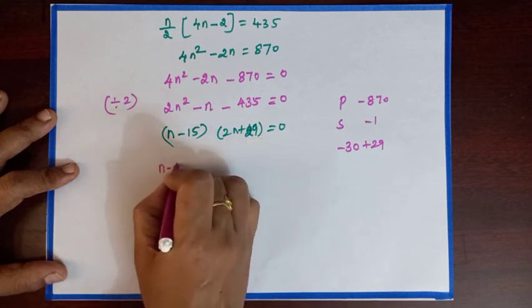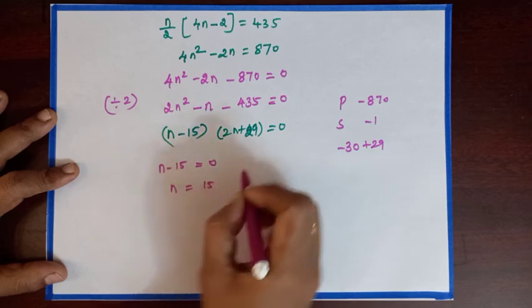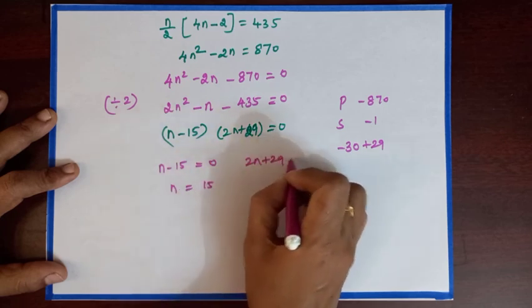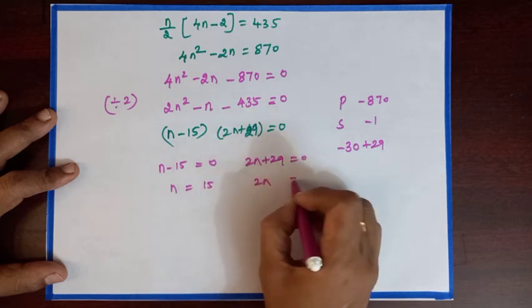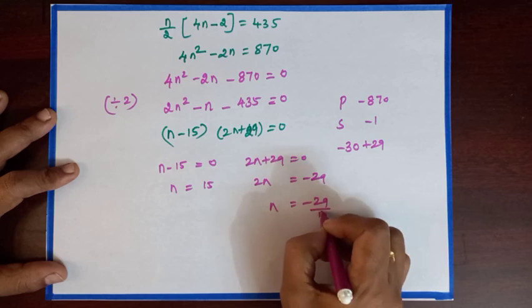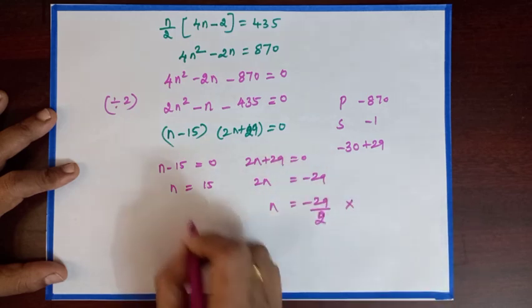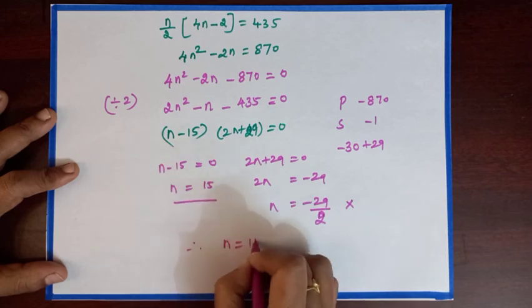Now, I am going to equate each factor to 0. Then n equal to 15. 2n plus 29 equal to 0, 2n equal to minus 29, n is equal to minus 29 by 2. n cannot be negative. So, therefore, the value of n is 15.